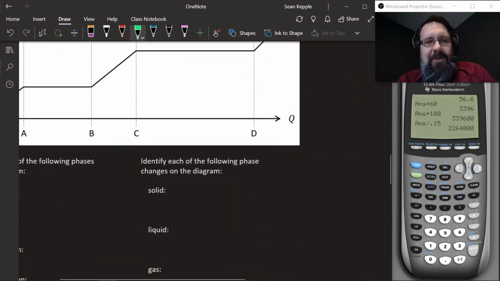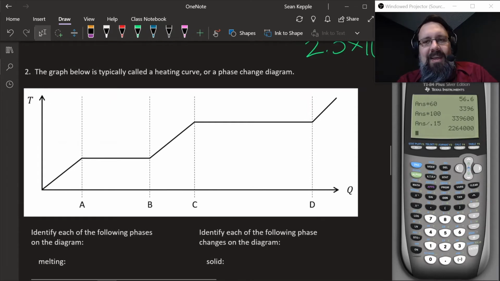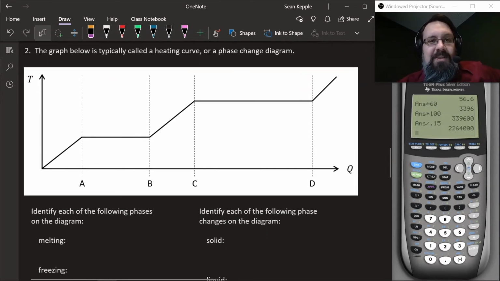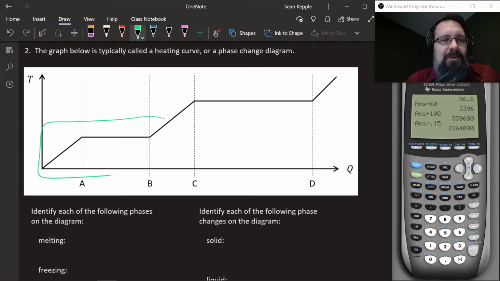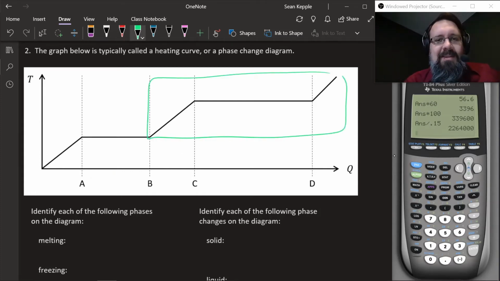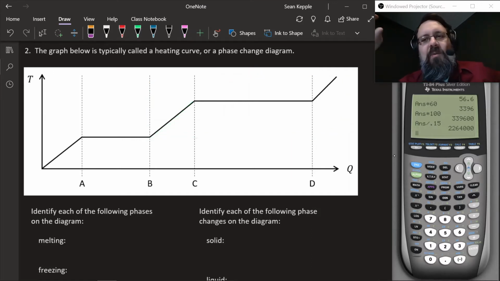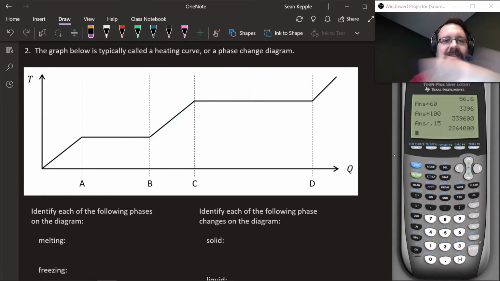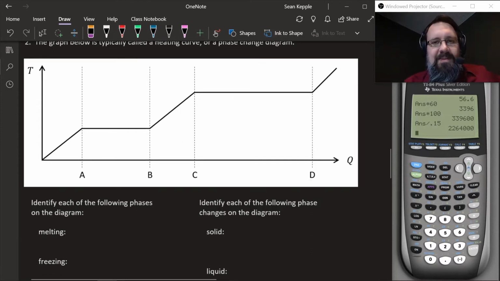The graph below is typically called a heating curve or maybe a phase change diagram. There are just different names for it, but this is the full one. The one we just looked at was only looking at this part up here. But it doesn't have to start as a liquid. It could go back and start as a solid, right? You don't have to start as water. You can start as ice. So this is going to go back into those other phases down there.